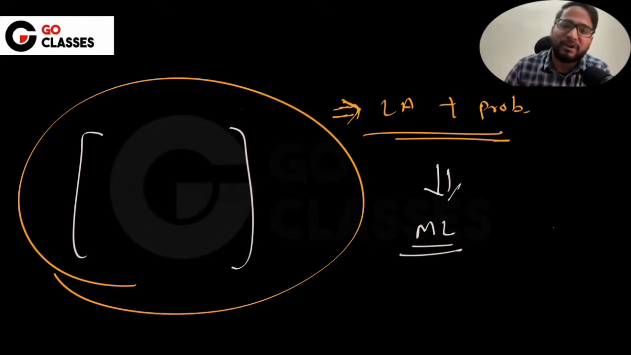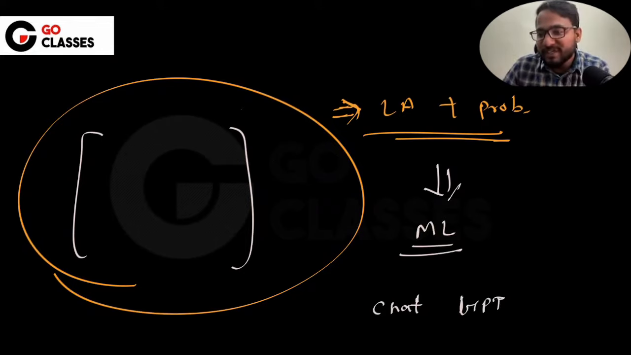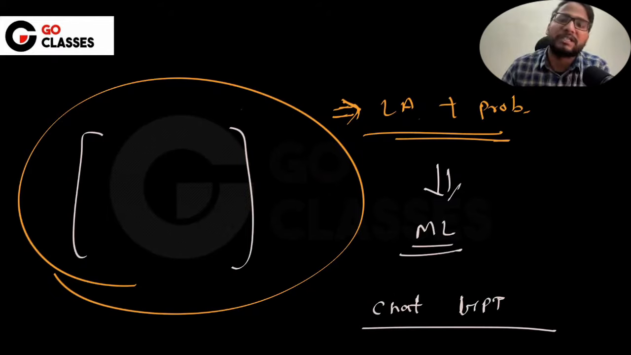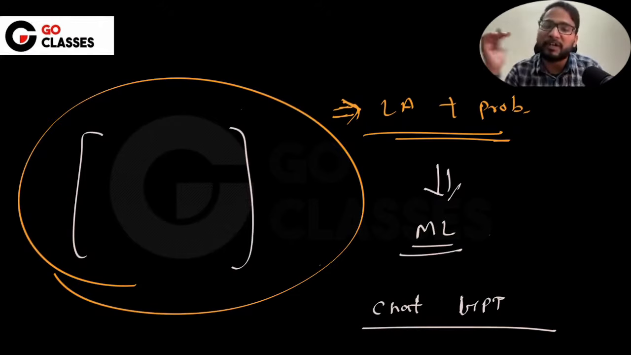Whatever you are seeing, I mean, you must be seeing ChatGPT now, right? ChatGPT is also a machine learning or deep learning model, and that must be using linear algebra and probability, because without linear algebra and probability, machine learning cannot even exist. So let me quickly walk you through a few of the basic terms, then we will solve the GATE PYQs. Then you will get to know how you can easily solve the GATE PYQs if you have depth of understanding of these subjects.